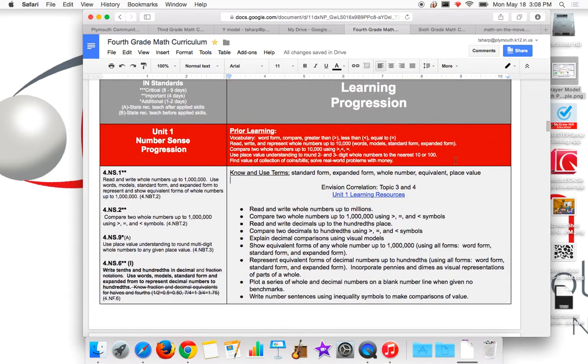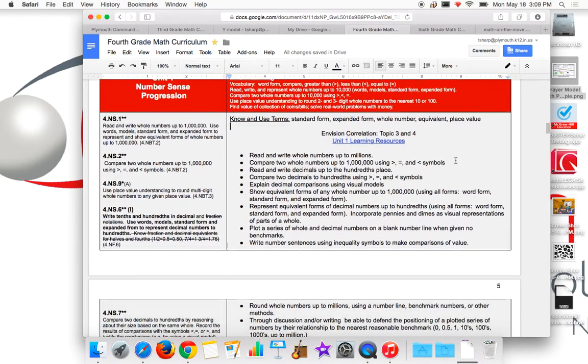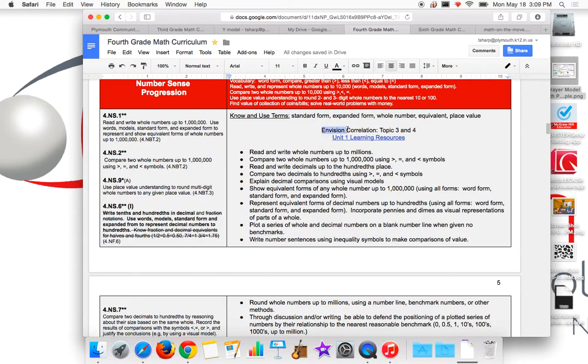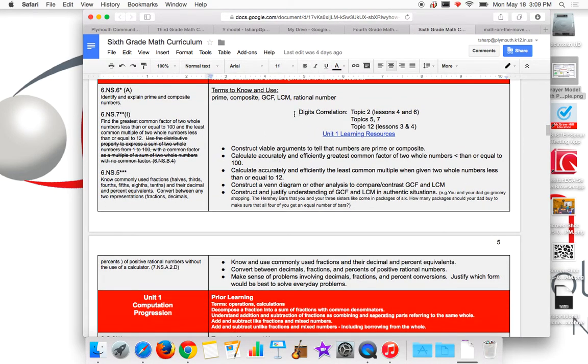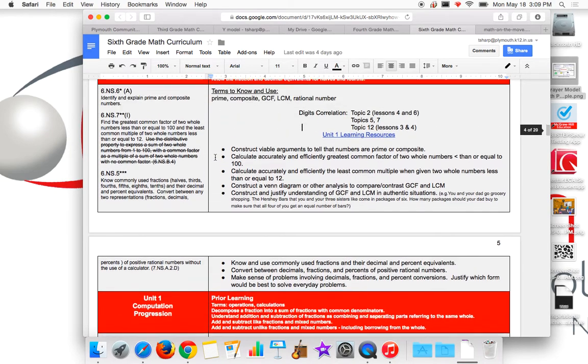What else will you find in a unit? This is in every single unit, no matter the grade level. You will find a correlation based on the curriculum product that we use in grades K through 4, that's Envision, and in grade 6, that would be Digits. So you would find a correlation of topics and resources that you can use to help teach the content within this curriculum document. That doesn't mean that I would teach all of topic 5 and all of topic 7 if that's not what was outlined in my curriculum documents.